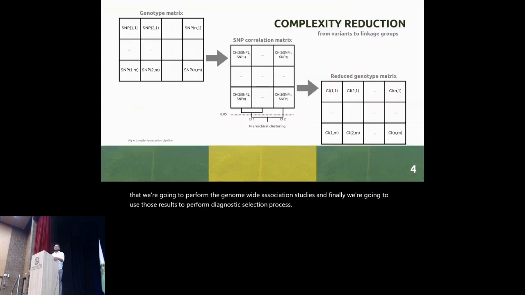As I said before, one of the most important things in this type of data is that we have high-dimensional data. And also, most of the features are correlated between them. And that comes from the biological nature of the problem.